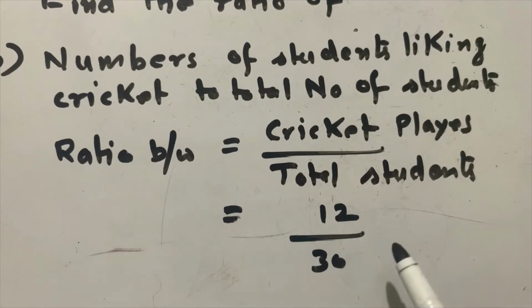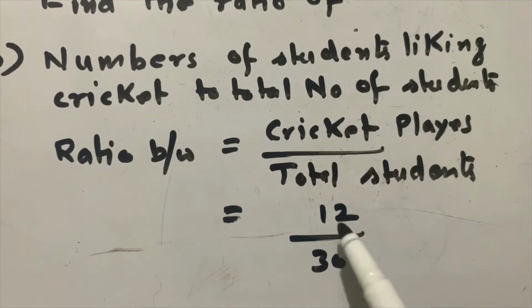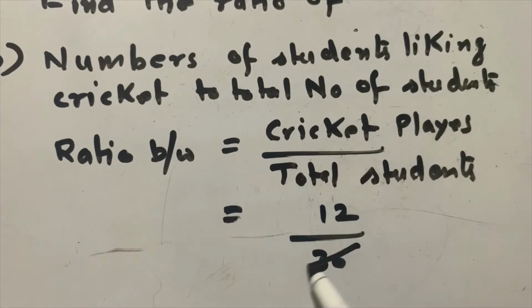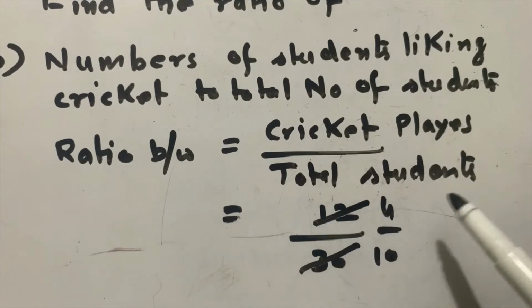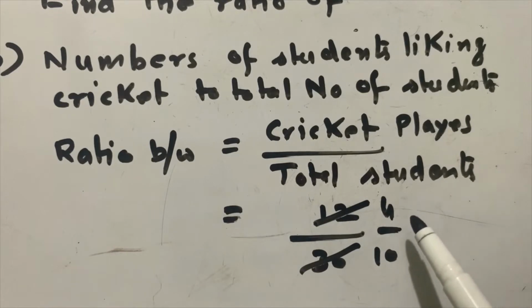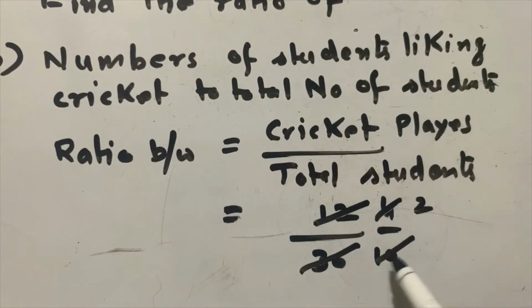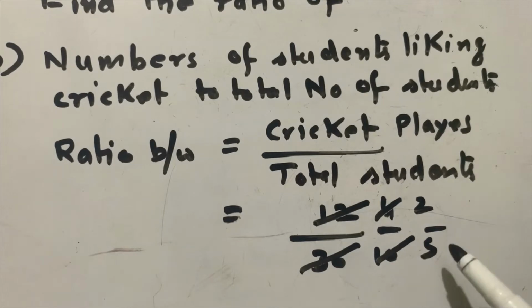Now if we read the table of 3, 3 ones are 3, 3 tens are 30, 3 fours are 12. Further, if we read the table of 2, both will be divided. So 2 twos are 4, 2 fives are 10. Now further it cannot be simplified.